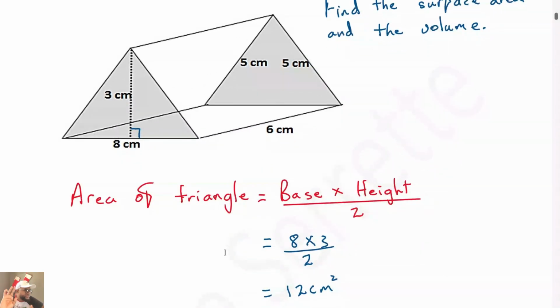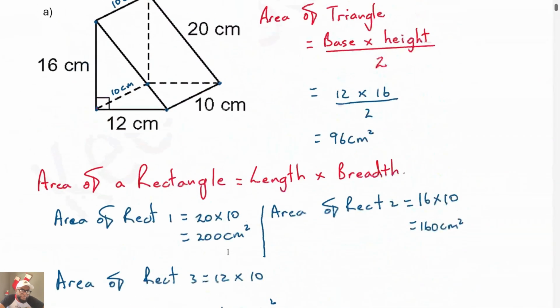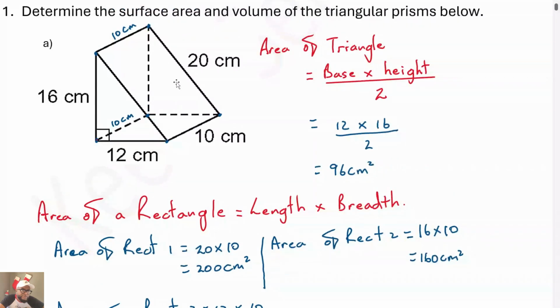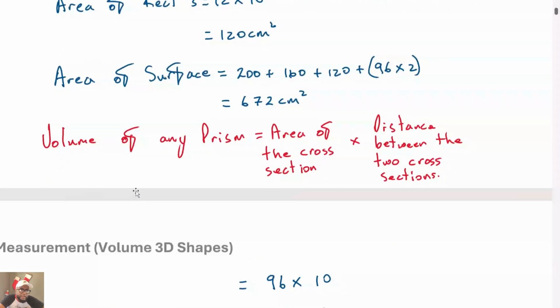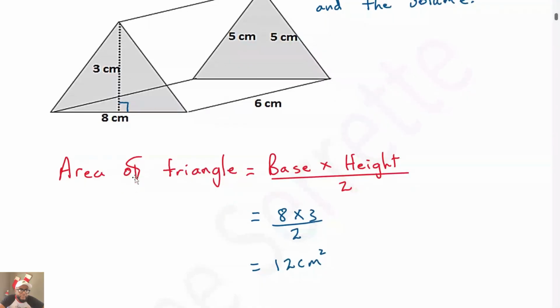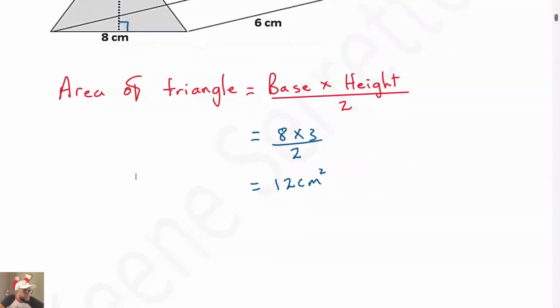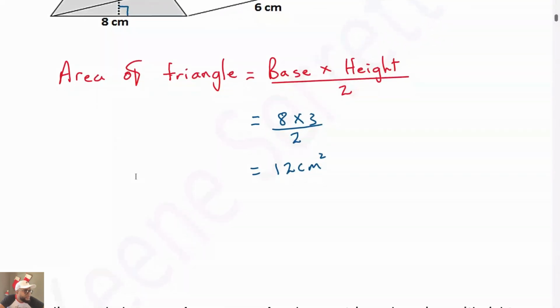Well, we have the triangle 1 and 2. Remember, the triangles on both sides are equal, just like up here. The triangles on both sides were the same. Right? 12 centimeters squared by 2, right? That's when we can do that, when we do the final thing, right? What do we need to do next? Get the area of the rectangle.